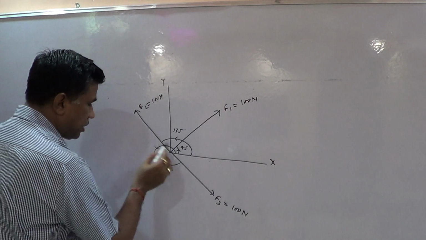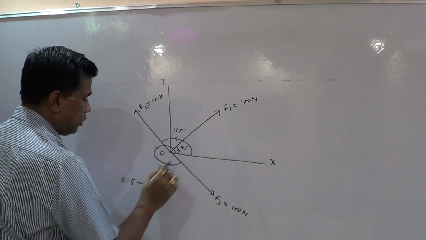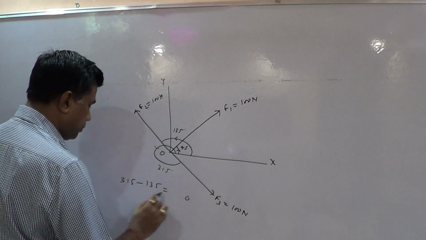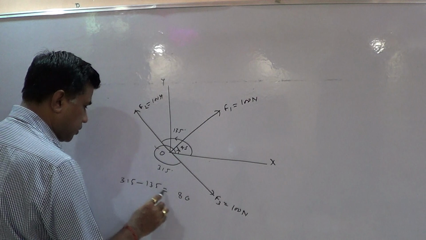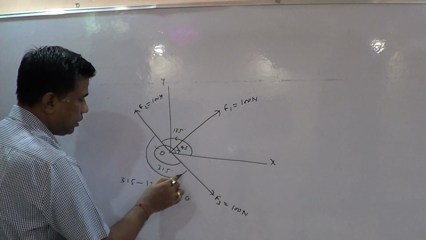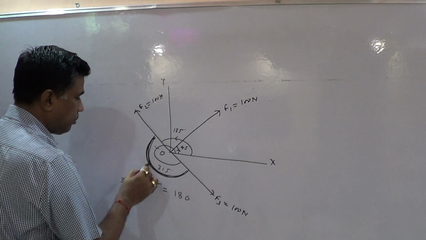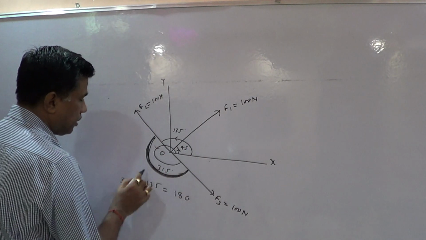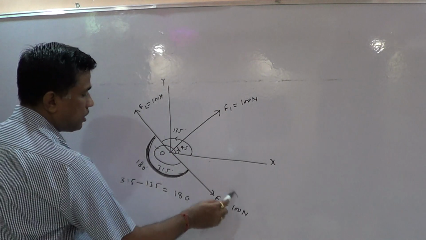then to calculate this angle, we subtract 315 minus 135. So 5 minus 5 is 0, 11 minus 3 is 8, and 2 minus 1 is 1. So the angle between these two vectors will be 180 degree. The angle between these two vectors, which I marked by dark lines, is 180 degree. It means these two vectors are equal and opposite.